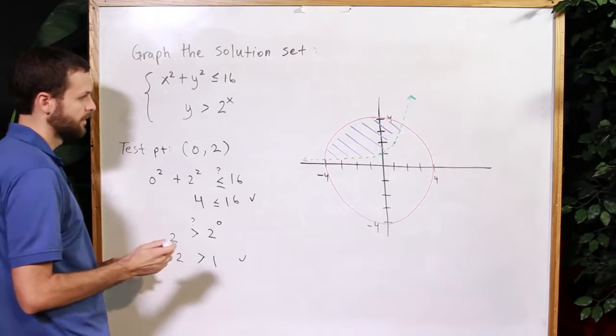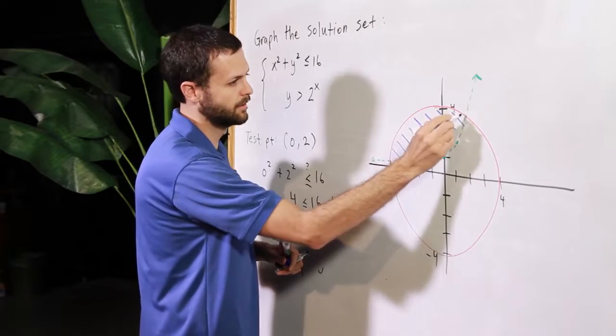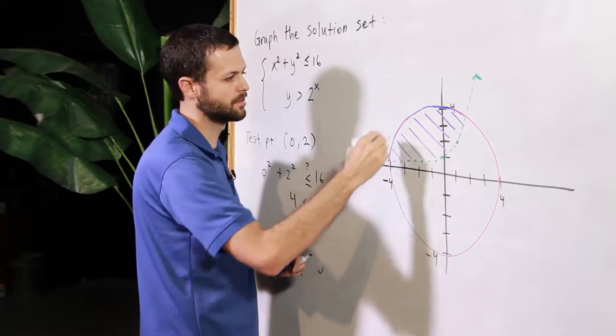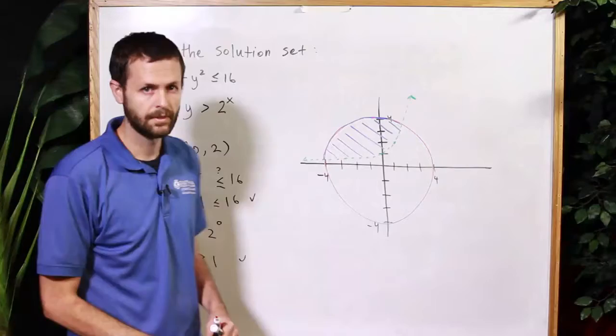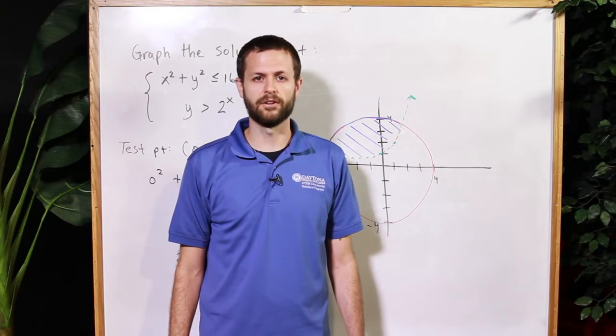So in fact, this shaded region, as well as this line here, this part of the circle, this is the solution set to this system of nonlinear inequalities. In this example, we graphed the solution set to a system of nonlinear inequalities.